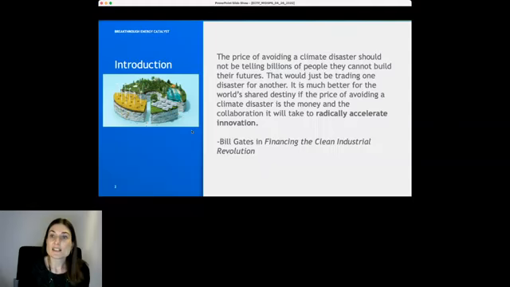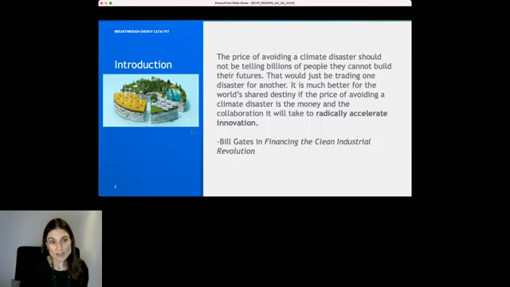So Bill Gates said, the price of avoiding a climate disaster should not be telling billions of people they cannot build their futures. That would just be trading one disaster for another. It is much better for the world's shared destiny if the price of avoiding a climate disaster is the money and the collaboration it will take to radically accelerate innovation.